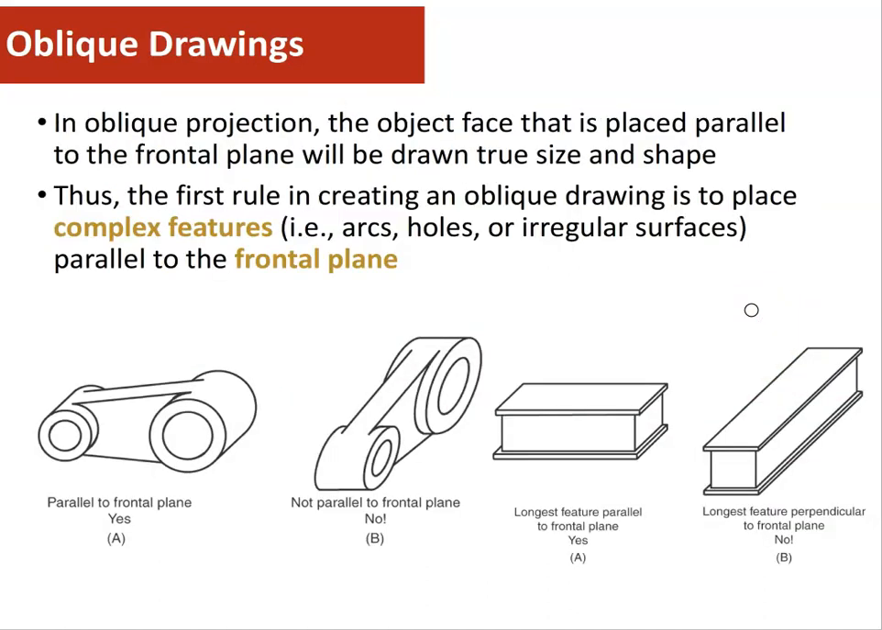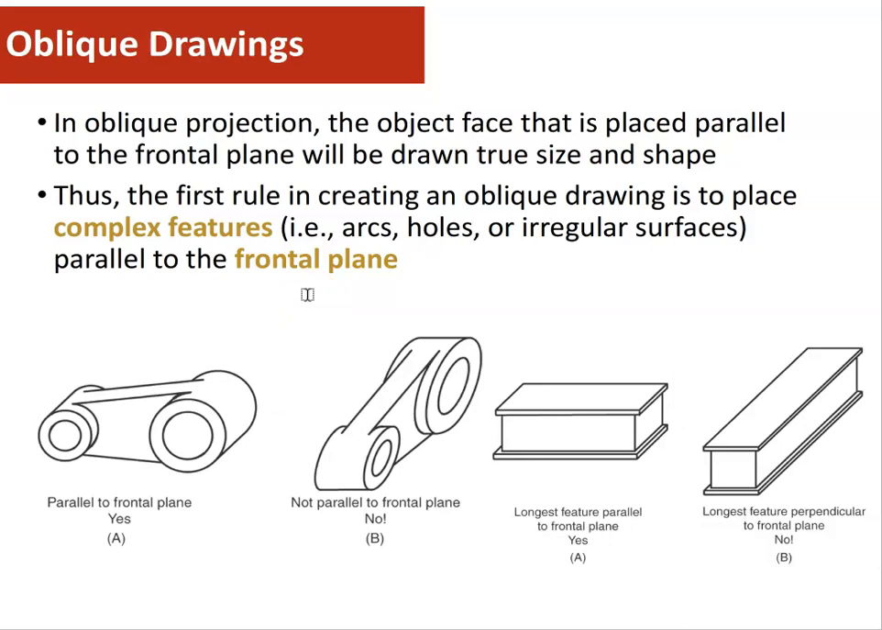So in oblique projection, the object face that is placed parallel to the frontal plane would be the one with the most features, right? We talked about this earlier. Thus, the first rule in creating an oblique drawing is to place complex features such as arcs, holes, or irregular surfaces parallel to the frontal plane. When we were discussing isometric, we did not specify this. We were just interested in viewing the object at certain angles, right?